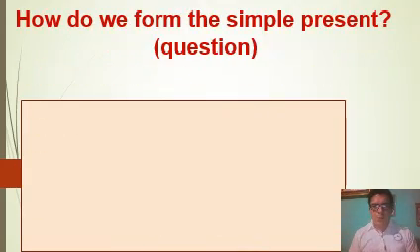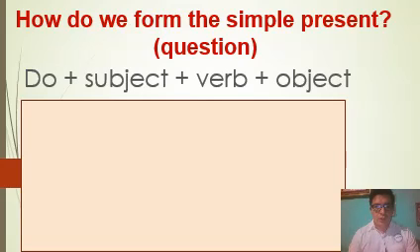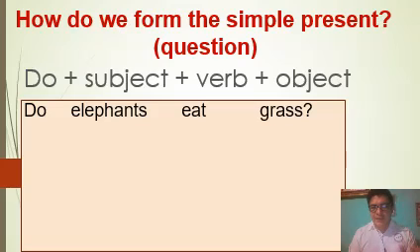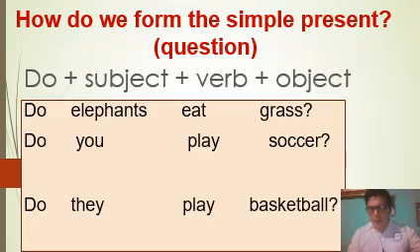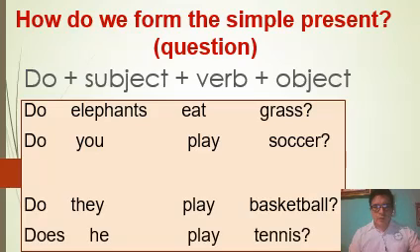How do we form simple present questions? We're going to need do, subject, the verb, and object. Do elephants eat grass? It's a question. Do you play soccer? Do they play basketball? Does he play tennis? Remember, it's do, subject, verb, and object. Very simple.